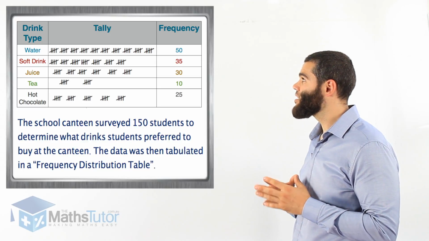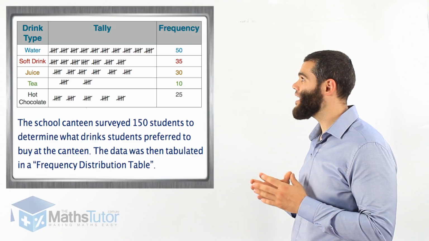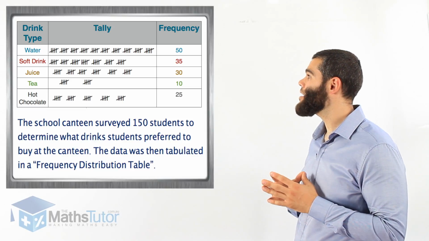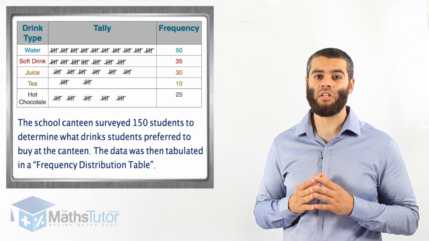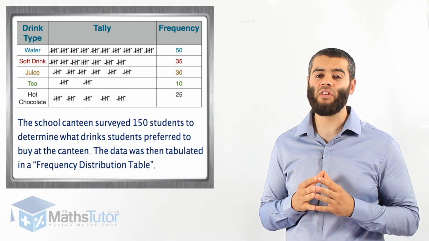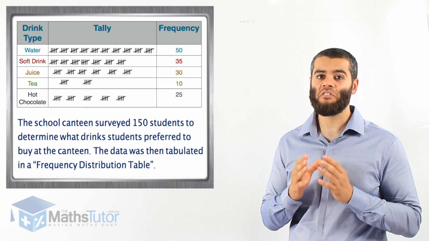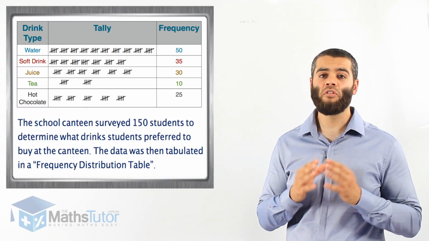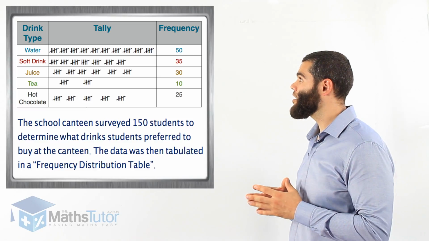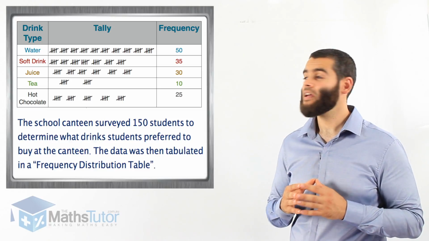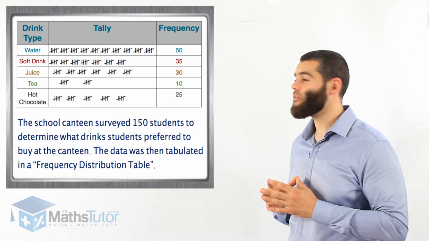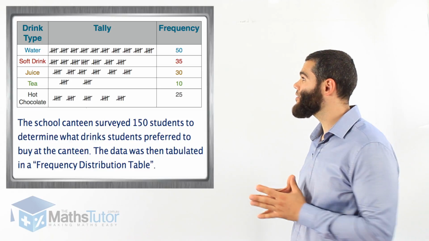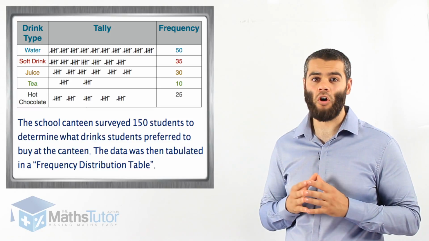We can see that the frequency, which is the tally in number format, was 50 for water. So 50 students out of the 150 preferred water to be sold at the canteen. 35 out of the 150 preferred soft drink. 30 out of the 150 preferred juice. And 10 out of the 150 preferred tea. And 25 out of the 150 preferred hot chocolate.